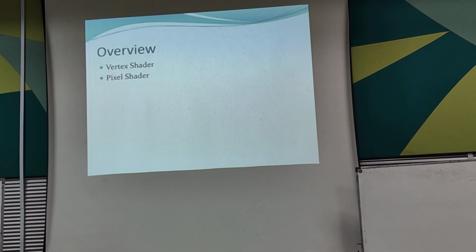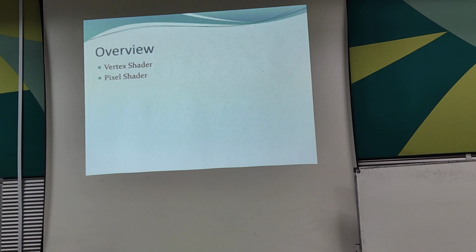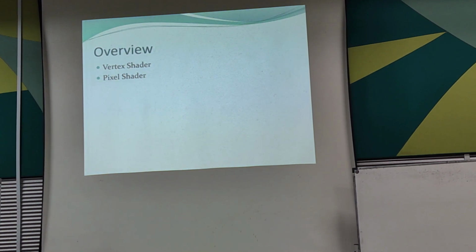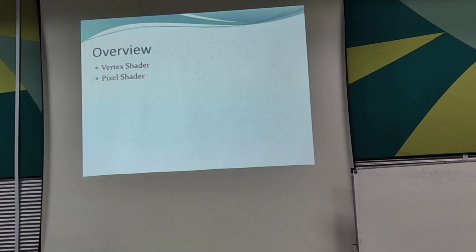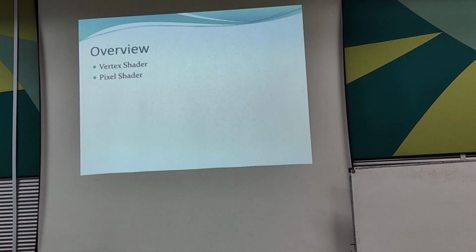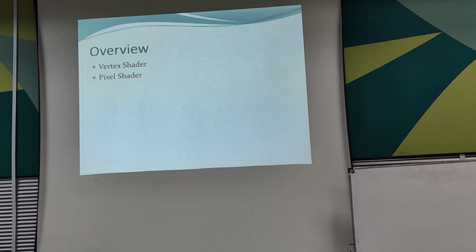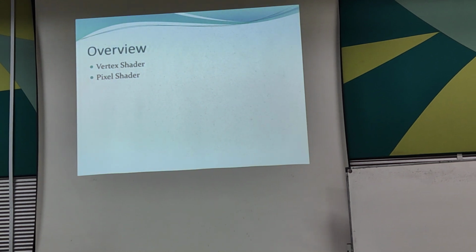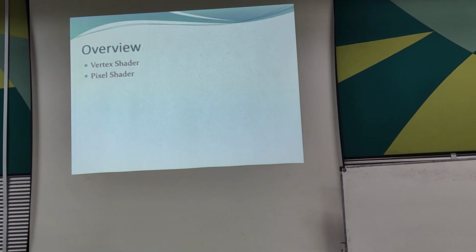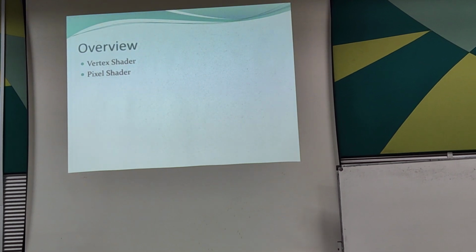So we will learn two types of shaders. As the name suggests, you can see vertex shader, where the colors, the shading, is calculated by every vertex. Pixel shader calculates by every pixel. Definitely the pixel shader will be the best quality compared to the vertex shader.